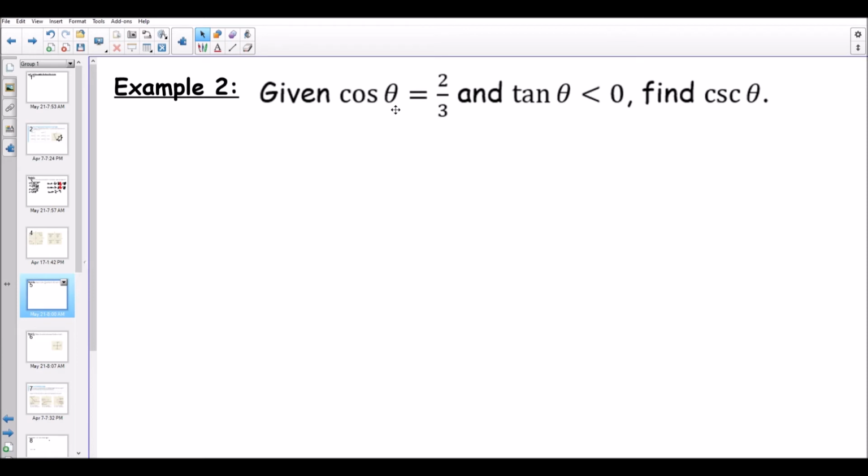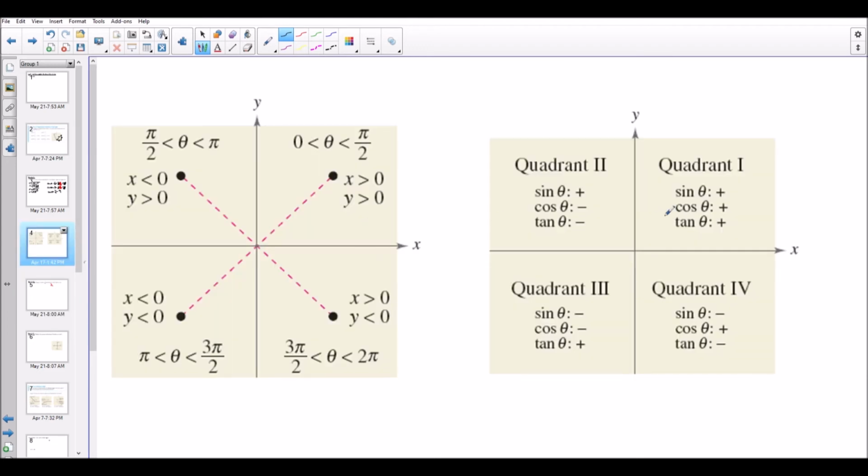I think I mentioned in the last section that because it's positive, we don't have to think too much about it. We're just going to use the trig identities to help you find the cosecant. But now we have to account for the fact that it may not be in the first quadrant, and that's what this information right here is telling us. The tangent of theta is less than 0, aka the tangent of theta is negative. So because the tangent is negative, it cannot be in the first quadrant, because the tangent's always positive in the first quadrant.